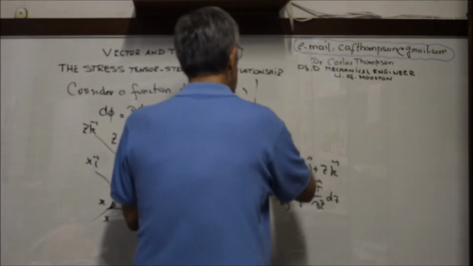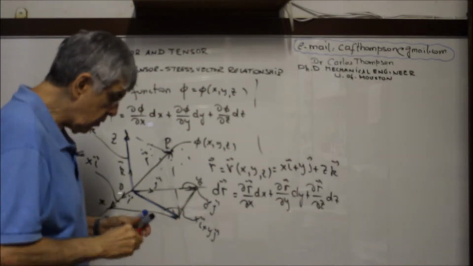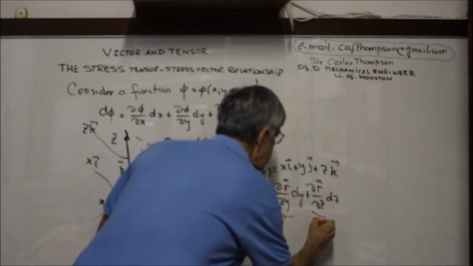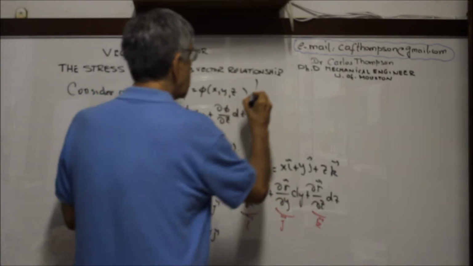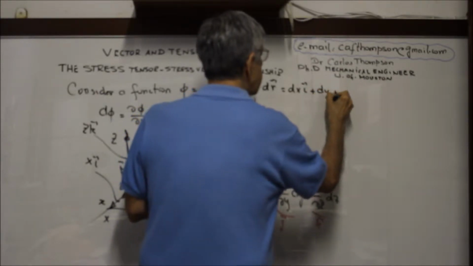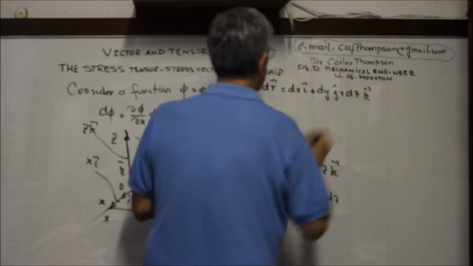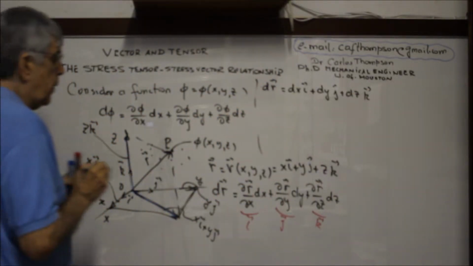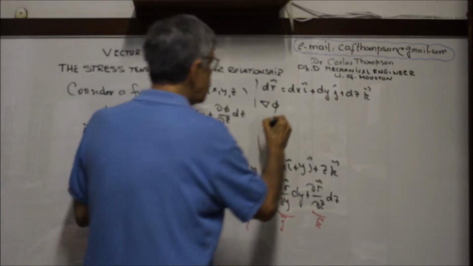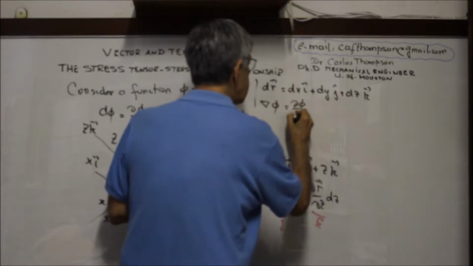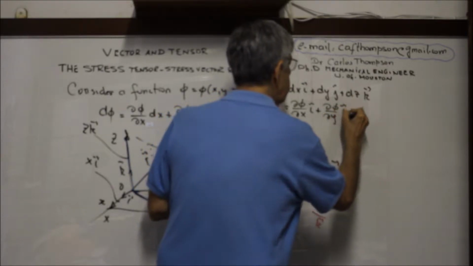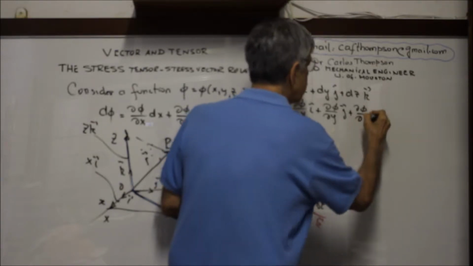Now, this vector over here is i, this is j, and this is k. So dr is equal to dx i plus dy j plus dz k. Now, on the other hand, the gradient of a scalar is equal to the partial of phi with respect to x i plus the partial of phi with respect to y j plus the partial derivative of phi with respect to z k.